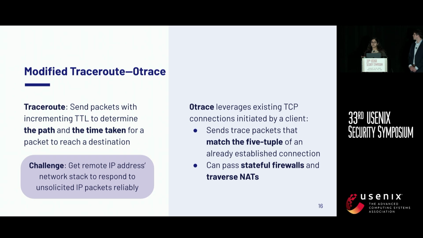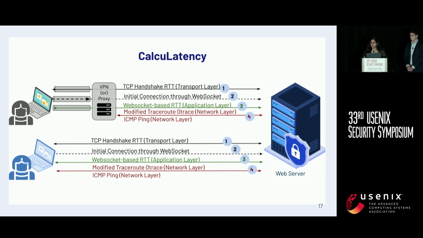So we use the existing TCP connection that the client initiates towards the server and use that connection to send trace packets with incrementing TTL that match the 5 tuple of the connection. So these packets can therefore pass through stateful firewalls and traverse NATs, and you can find more about this implementation from our GitHub repository. So putting together all of these measurement methods, we created a system called CalcuLatency.